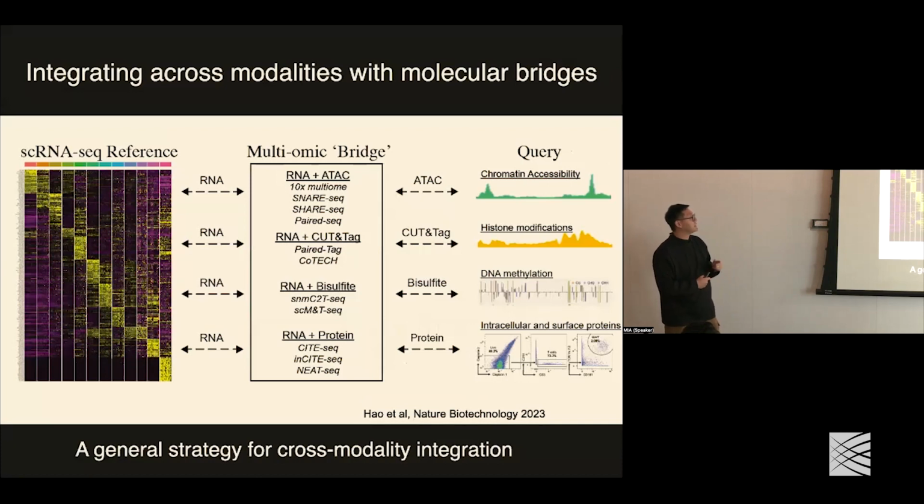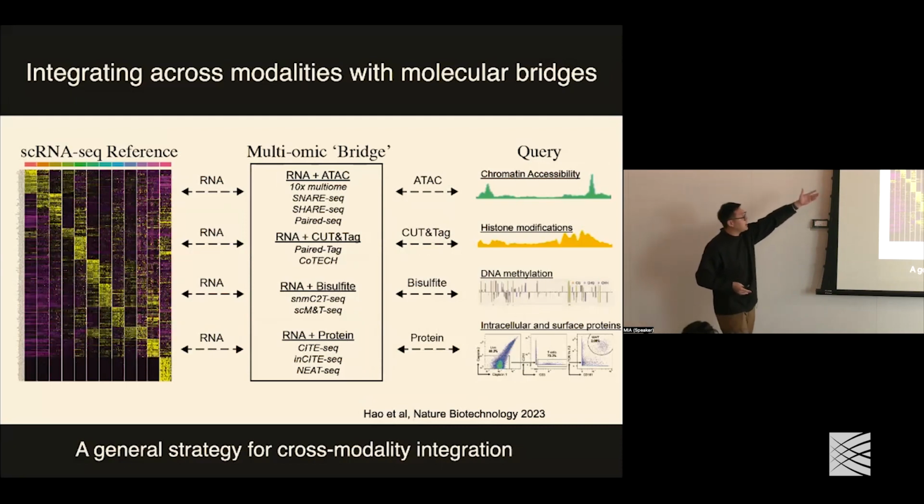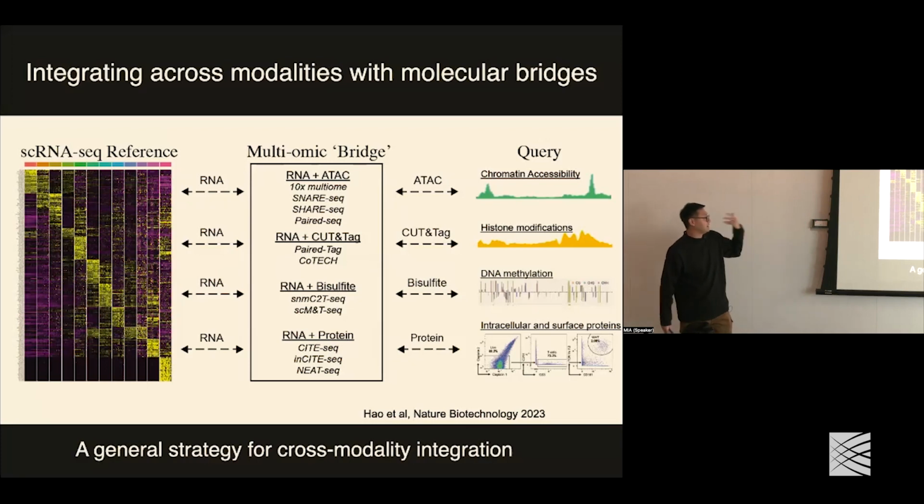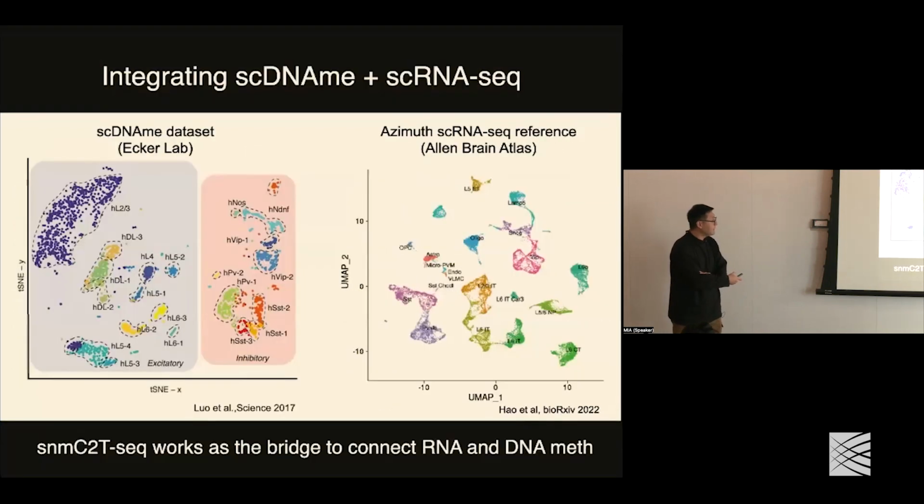The example I showed you is just single-cell RNA and ATAC integration. But bridge integration is a general strategy. When you have a different bridge in the middle, this single RNA reference can be used for all those different types of data, like histone modification, DNA methylation, or even CyTOF data. Here I just want to show you one more example about single-cell DNA methylation.